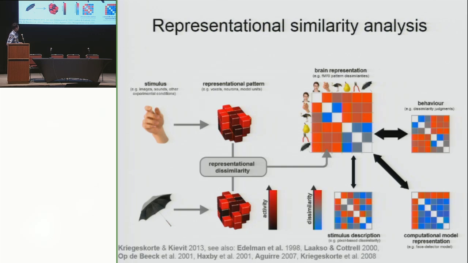Or it could be a dissimilarity matrix obtained from behavioral data, for example, dissimilarity judgments, where we ask people to tell us how dissimilar each pair of stimuli is. Or it could be a task such as discrimination, where we could try to infer from reaction times how similar in the mental representation different pairs of stimuli are.